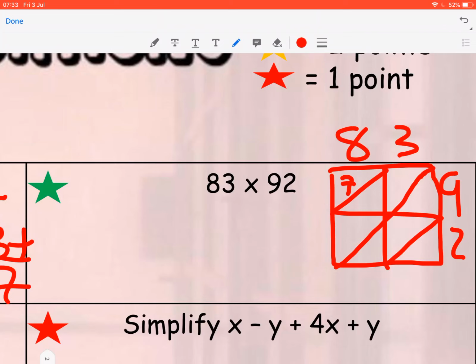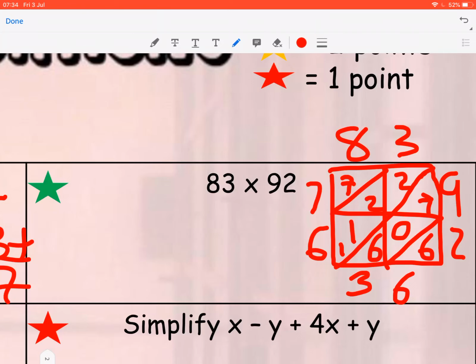8 times 9 is 72. 3 times 9 is 27. 8 times 2 is 16, 3 times 2 is 6. The first slide has got 6 in it, then the next slide's got a 7, a 0 and a 6, which makes 13. Then I've got a 1, a 2 and a 2, which makes 6, and a 7 and a third one. So my answer is 7, 6, 3, 6.